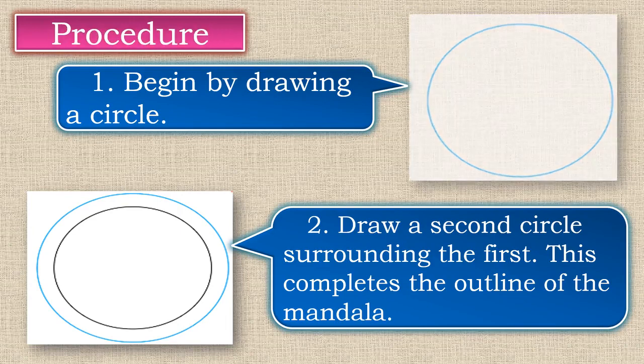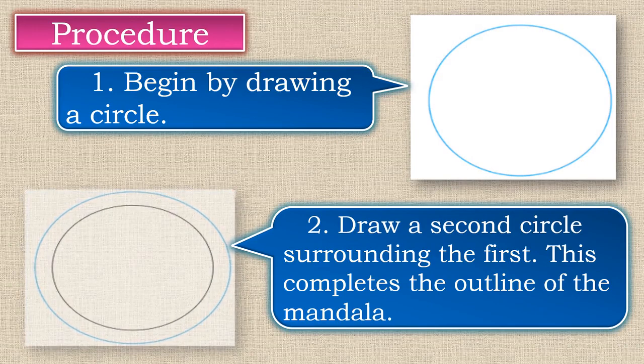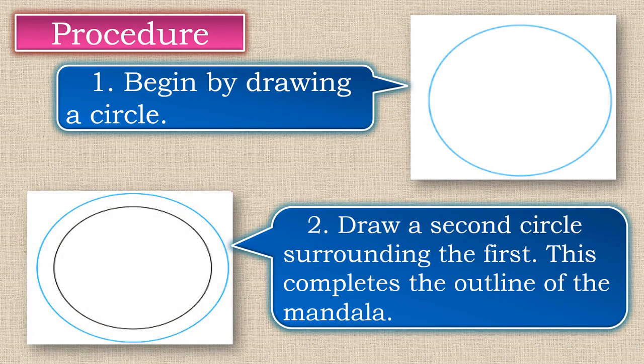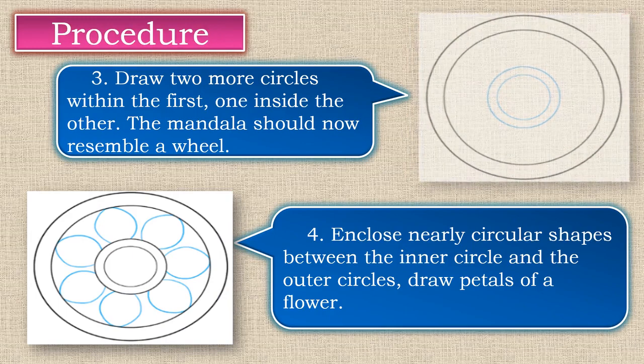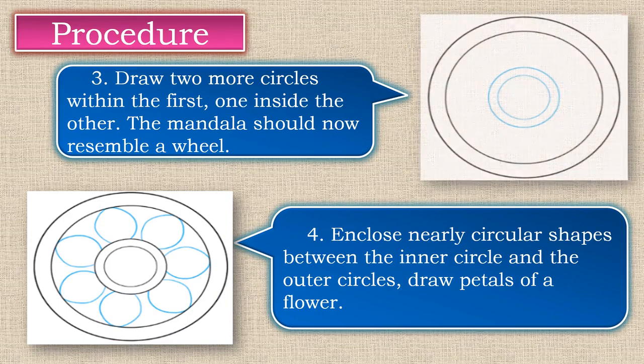Begin by drawing a circle. Step 2. Draw a second circle surrounding the first. This completes the outline of the mandala. Step 3. Draw 2 more circles within the first, one inside the other. The mandala should now resemble a wheel.